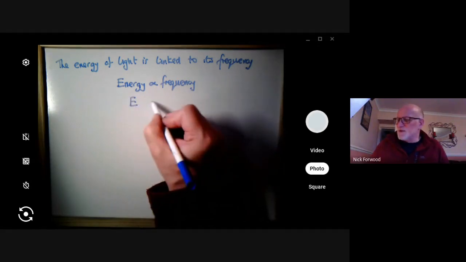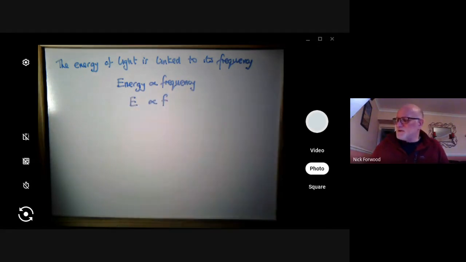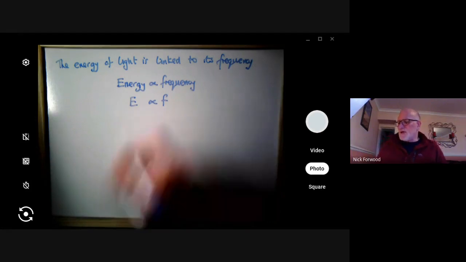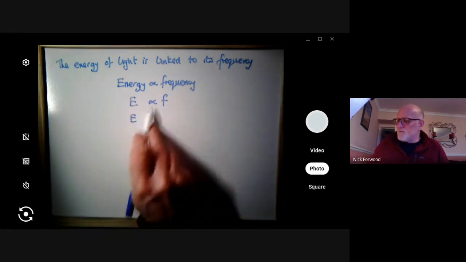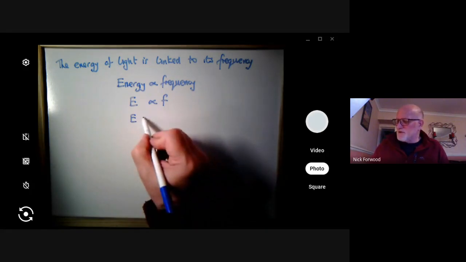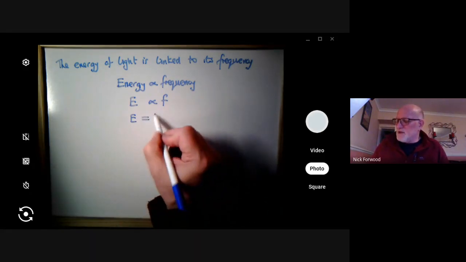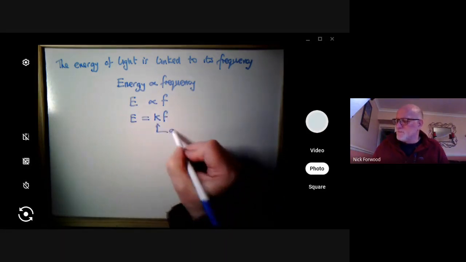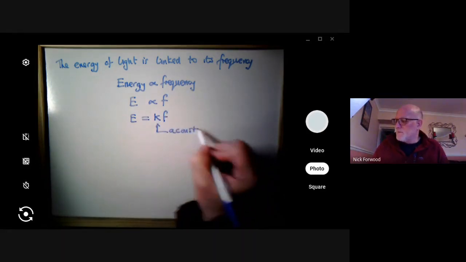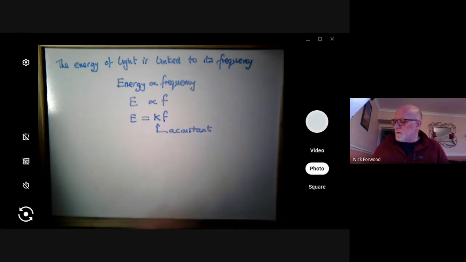We could say E is proportional to f. And you should be familiar with this, that we get rid of the proportional sign. That's not an alpha, that's a proportional sign. E is then equal to some sort of constant, what's called a constant of proportionality, multiplied by the frequency.